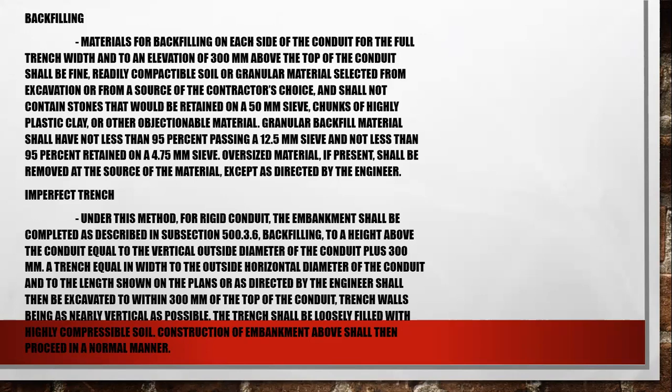A trench equal in width to the outside horizontal diameter of the conduit, in the length shown in the plans or as directed by the engineer, shall be excavated to within 300 millimeters of the top of the conduit. Trench walls shall be as nearly vertical as possible. So trench walls should be vertical, not horizontal, so that the soil does not fall into the trench.